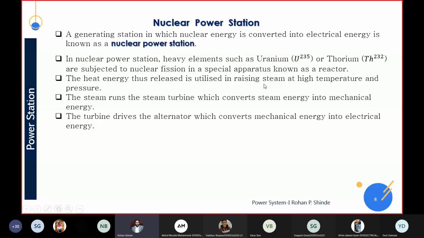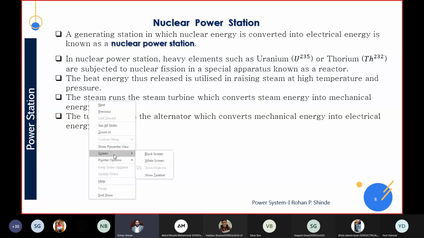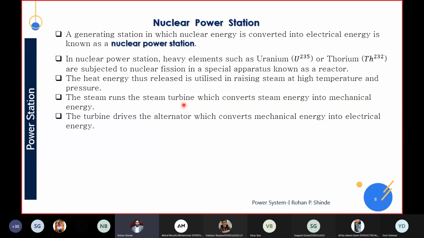some tubes are there, and in those tubes water is provided, right? And the heat produced due to the nuclear fission will move towards this boiler, and after that this water gets converted into high temperature and high pressure steam. Now this high pressure and high temperature steam will run towards the steam turbine.